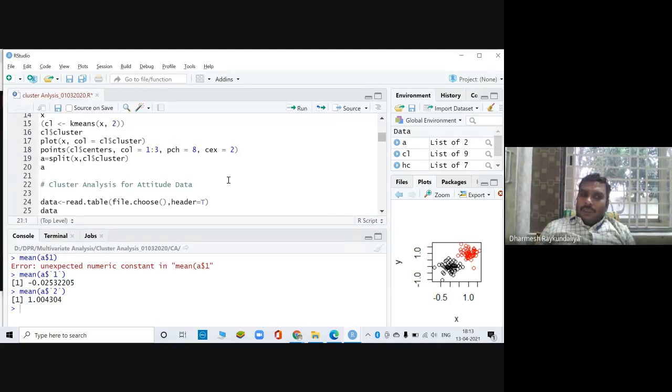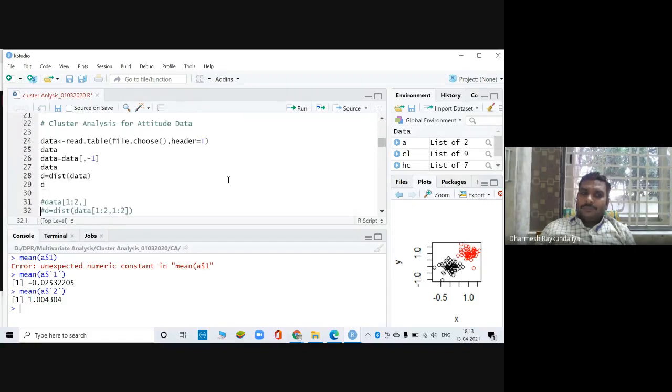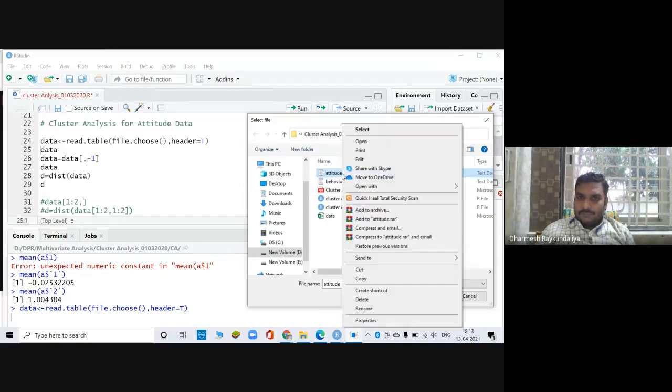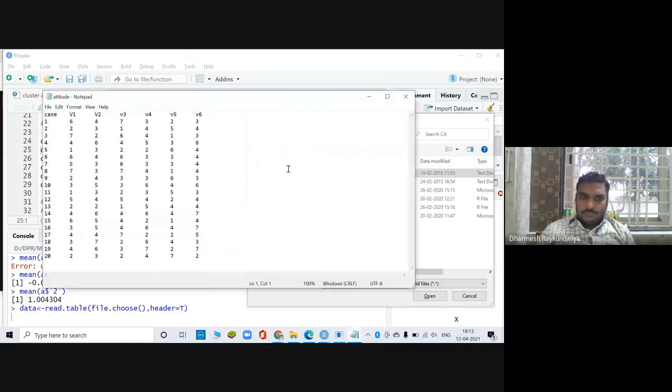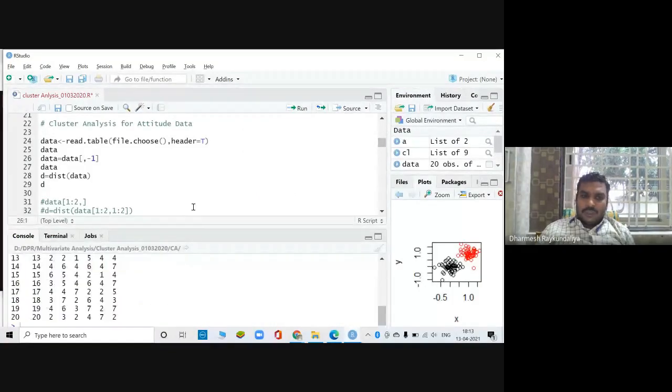Now we will go with the attitude data, the buying behavior data that you have, and talk about what is happening. As I told, read.data, read.table, this is the attitude data, I have taken the attitude data of buying behavior. Let's see, it has 6 variables and 20 observations, okay. So these are the data.